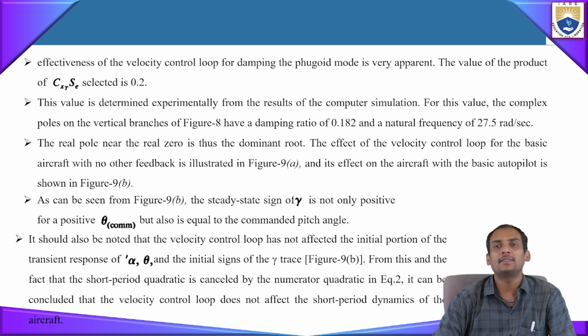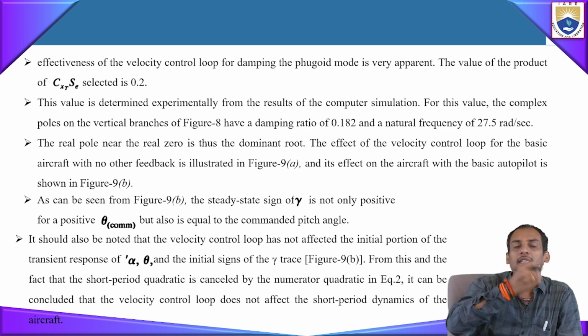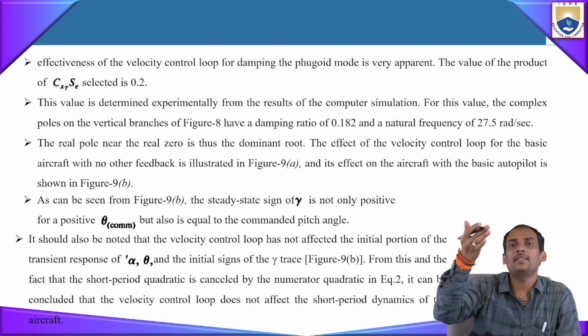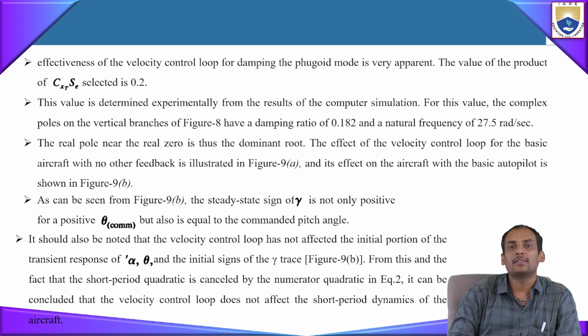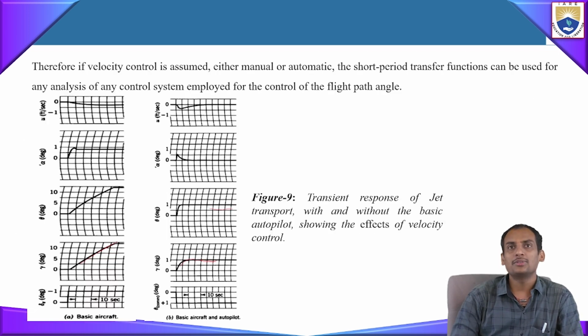From this, the fact we are concluding is that the short period quadratic can be cancelled by the numerator quadratic. When we get the short period mode, there will be a lot of damping. But here in the numerator, the values have been cancelled out. So due to that, the velocity control loop does not affect the short period dynamics of the aircraft only.